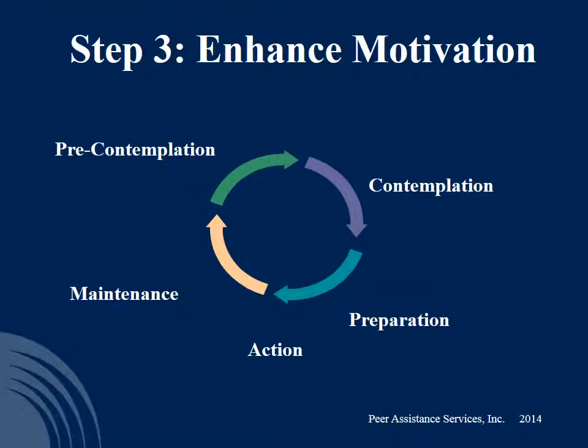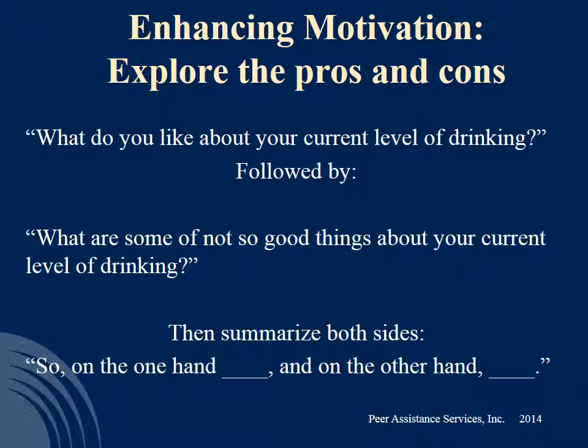Step 3 is where you explore ambivalence and enhance a person's motivation in the direction of change. There are several specific techniques that you can use for step 3. One is to explore the pros and the cons. This is a way to highlight ambivalence and bring it out into the open and normalize it, since everyone experiences ambivalence when trying to make a change.